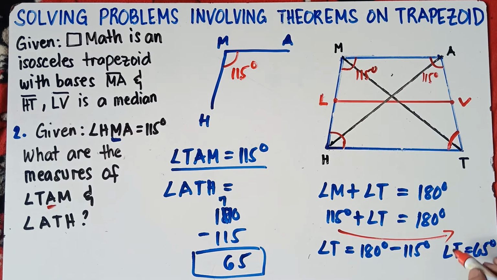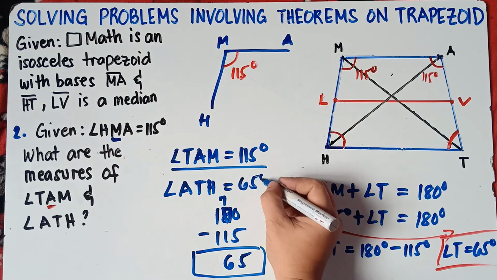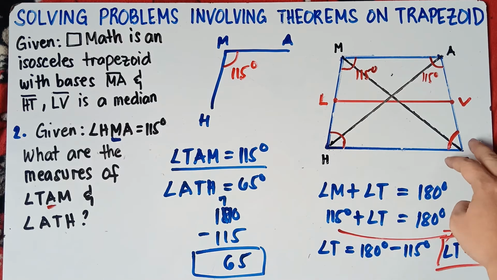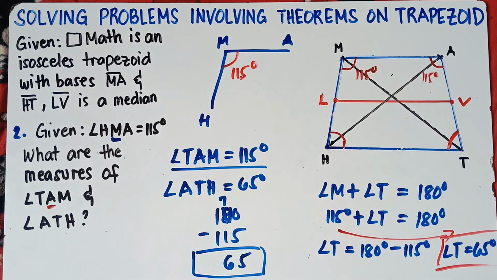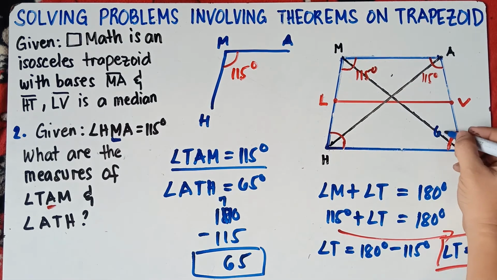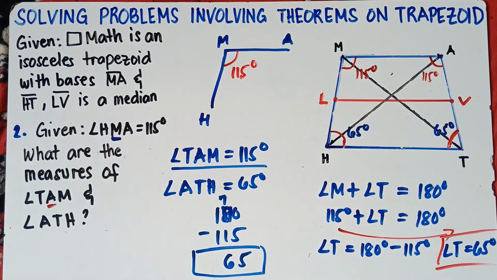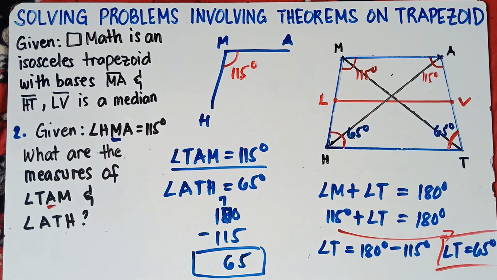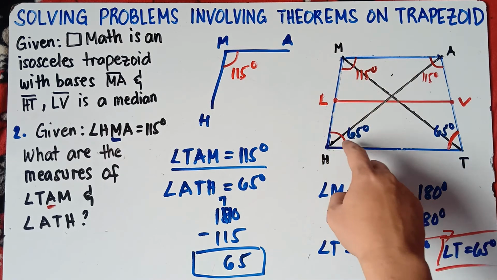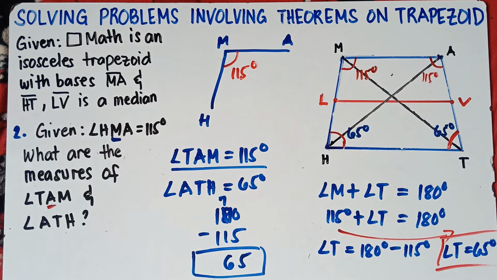That's it, class. That's the answer for this one, angle ATH. All set for number 2, class. So, therefore, if this is 65 degrees for angle T, this is also 65 degrees for angle H. If you add this up, this will be 360 degrees, because in a quadrilateral, the sum of the interior angles should be 360 degrees.